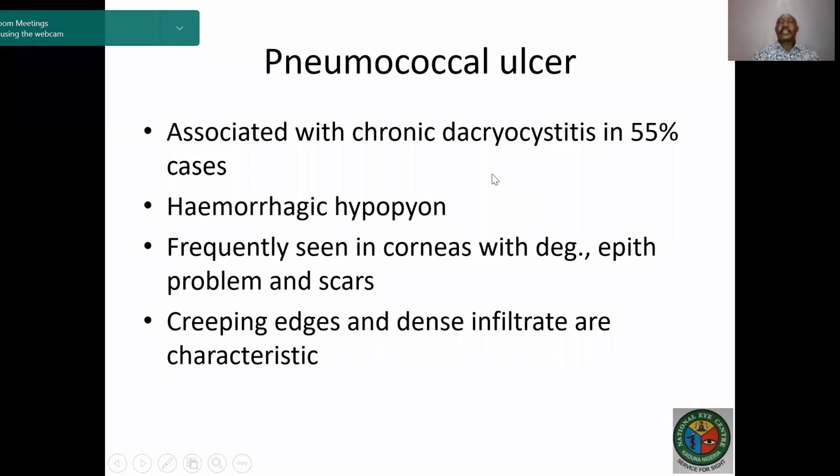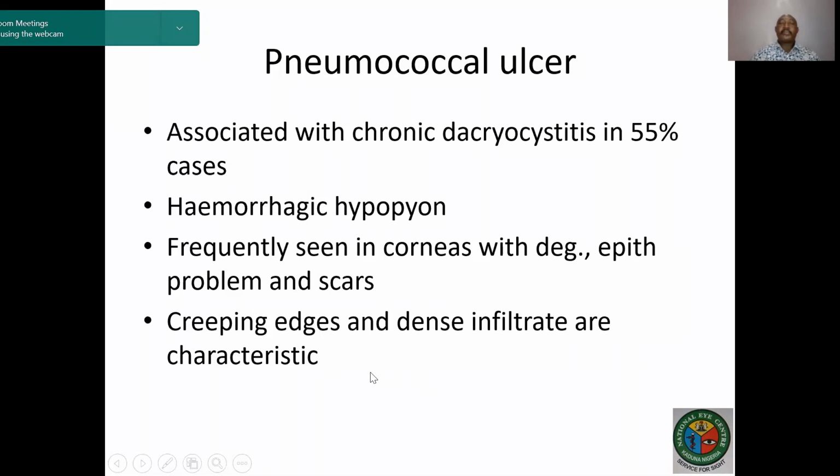In these ulcers, one of the distinguishing characteristics is hemorrhagic hypopyon. We have also discovered frequently that the corneas have associated degenerations, particularly of the epithelium, and they are also found around corneal scars. So these are risk factors for pneumococcal ulcers.